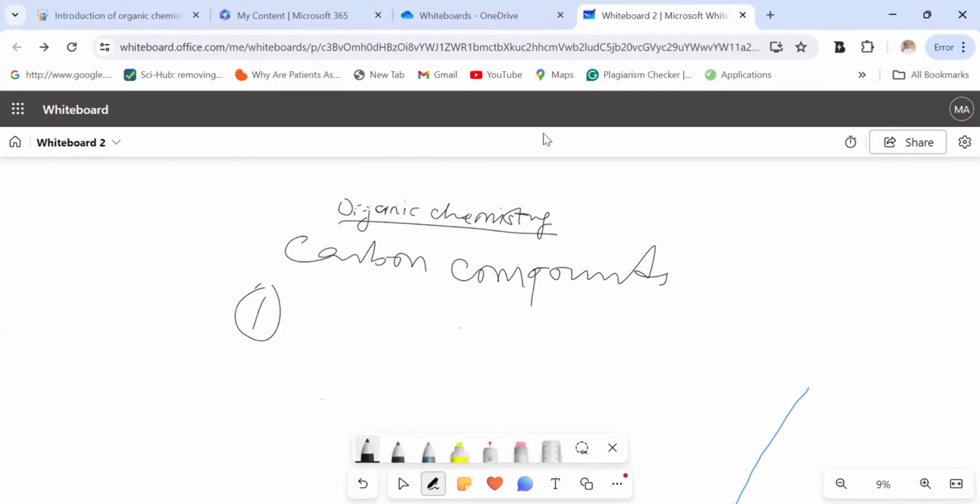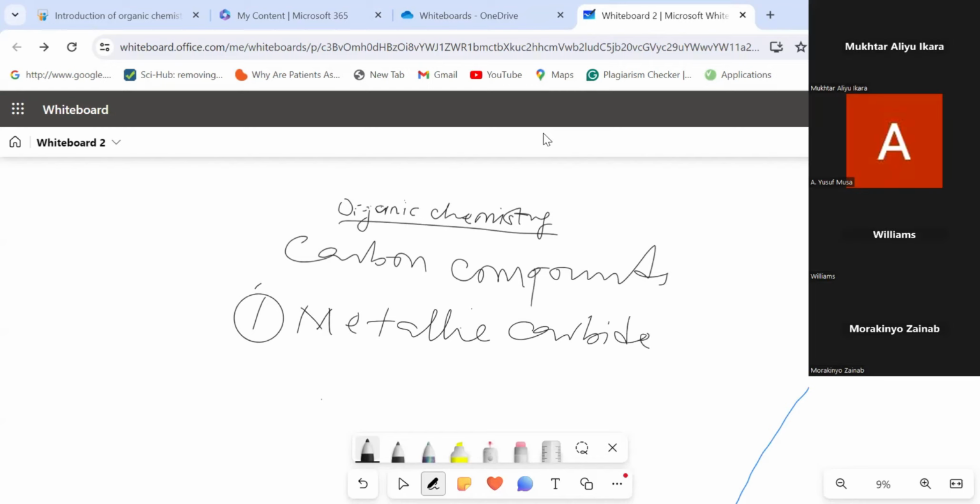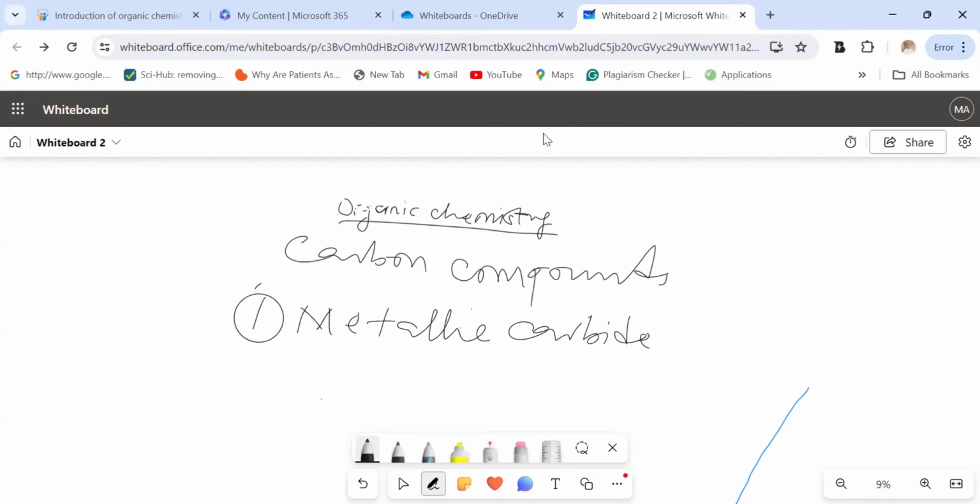The first exception is metallic carbides. What are metallic carbides? It means that whenever you see a compound that contains carbon and a metal, that compound is not considered an organic compound. For example, calcium carbide. In this case we have calcium and carbon. So this is a typical example of metallic carbides. Whenever you have carbon with a metal atom, that compound, even though it contains carbon, is not considered an organic compound.